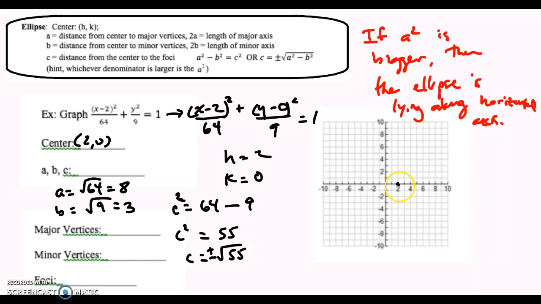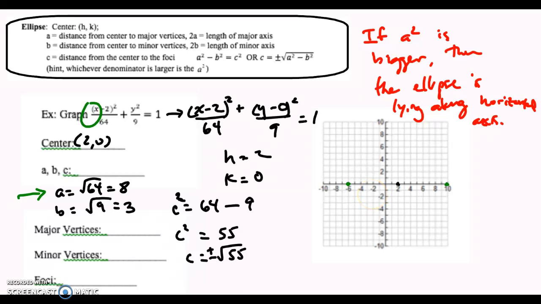I plotted the center (2, 0). Now I'm going to plot my major and minor vertices. And the way I'm going to do that, I'm going to take this 8, and since I know it's lying on its side, I'm going to go 8 over to the right and to the left, because again, the 8 is with the x direction. So I'm going to go 8 over from (2, 0), and that's going to be (10, 0). I'm going to go 8 in the negative direction from the center, and that's going to put me at (-6, 0).